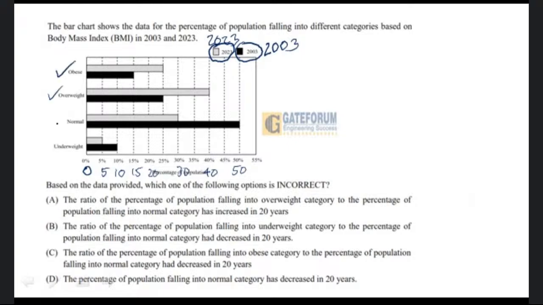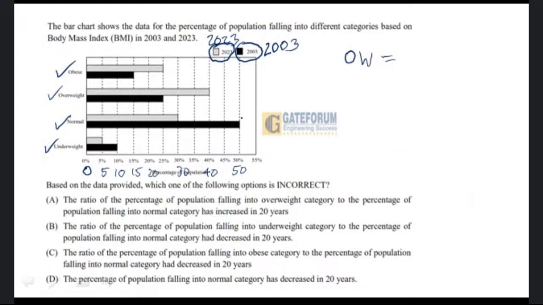Obese, overweight, normal, underweight. These are the four categories. Based on the data provided, which one of the following options is incorrect? Okay, let us take the first option. The ratio of the percentage of population falling into overweight category to the percentage of population falling into normal category has increased in 20 years. Okay, so let us see the ratio of that overweight category.